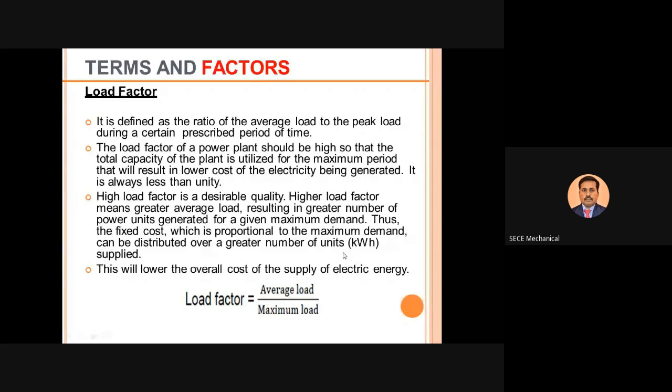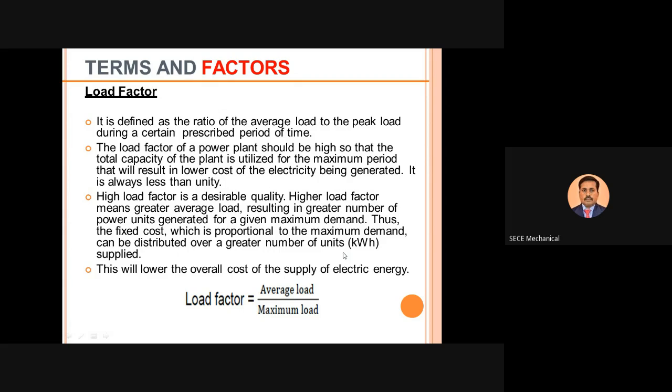A high load factor is a desirable quality. High load factor means greater average load, resulting in a greater number of power units generated. That is the meaning. I already told you it may be equal to 1 or less than 1. If it were more than 1, that would mean a greater number of power units is generated for a given maximum demand.